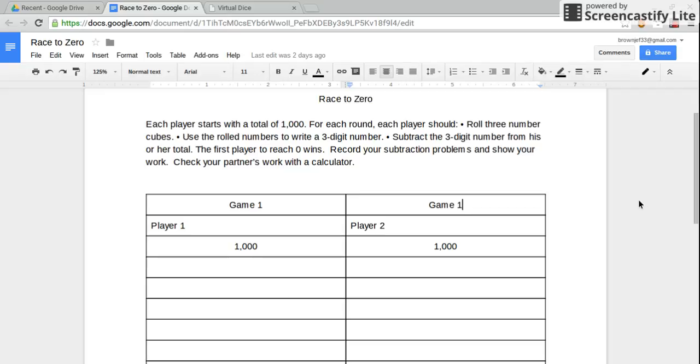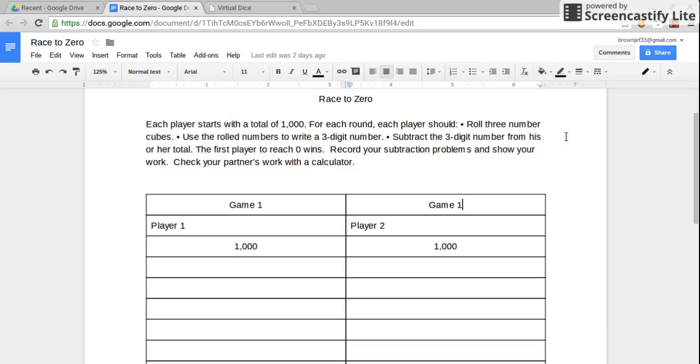All right, so one of the games that you have an option to play is this game right here. It's called Race to Zero. So here's the basic deal of the game. It says right here we're starting at a total of 1,000, and we are rolling a 3-digit number on the dice. We're going to subtract that 3-digit number, and the first person to reach 0 wins.